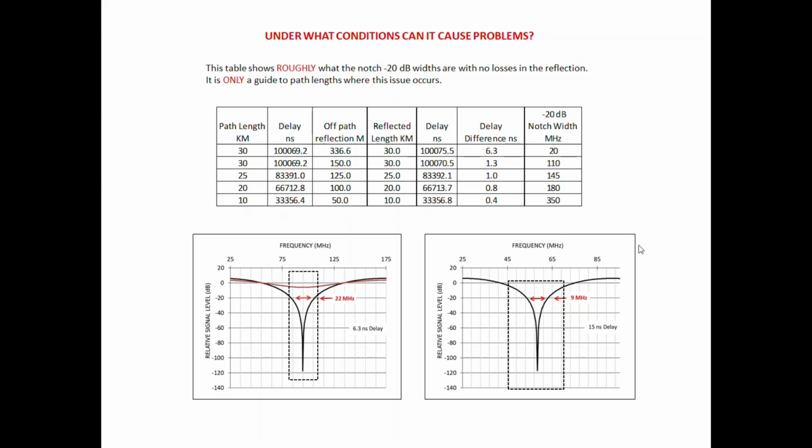The chart on the right here, I basically did the same thing for one of them, but I used a 15 nanosecond delay just so we could see the difference. The depth is pretty much the same, as makes sense, but the notch width at the same minus 20 dB depth is now 9 megahertz, whereas previously it was 22.